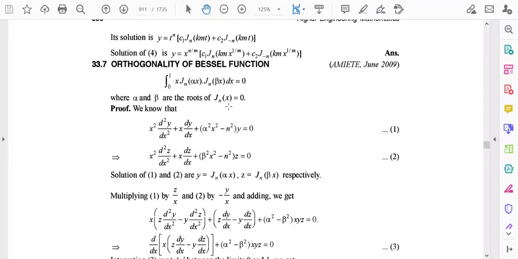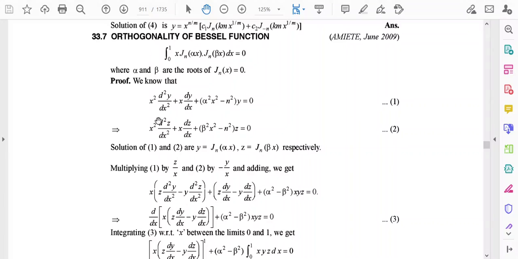That means Jn(alpha) is equal to 0 or Jn(beta) is equal to 0. We have to show that. Now how can we show that? From the previous discussion we have already learned that some equations can be reduced to the standard form of Bessel's equation. So we can write x squared d2y/dx2 plus x dy/dx plus (alpha squared x squared minus n squared) y is equal to 0, and in the second equation, in place of alpha we are writing beta.